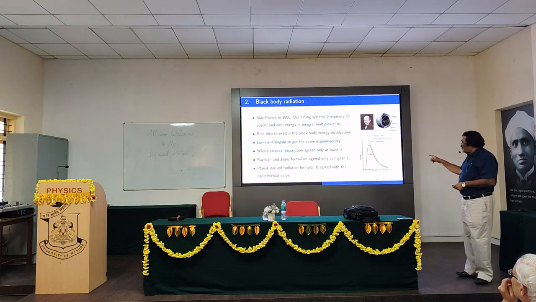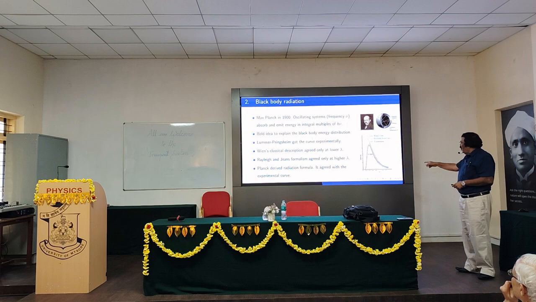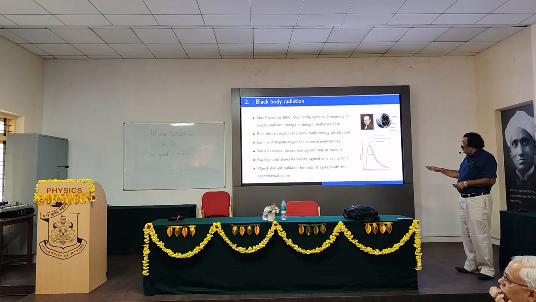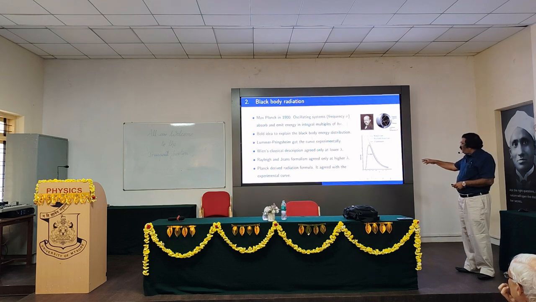Lummer and Pringsheim got the curve experimentally that you see, this red curve. Wien's classical description agreed only at lower lambda. So you can see the blue curve.